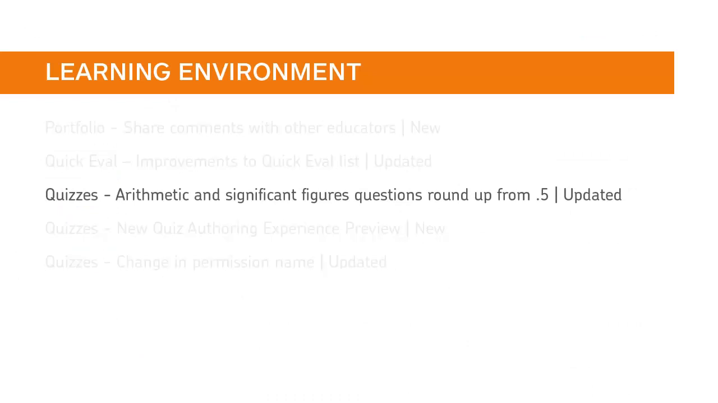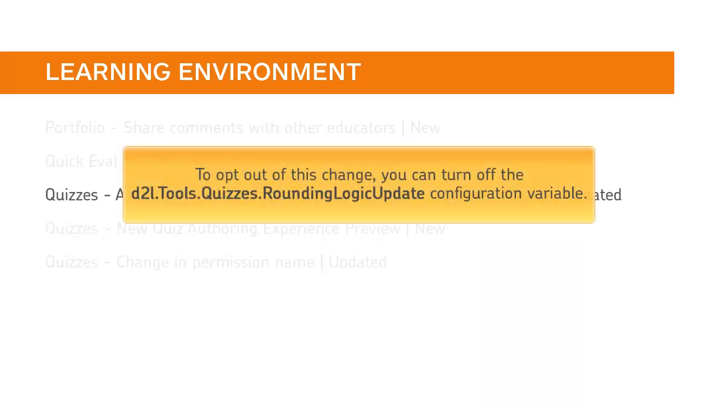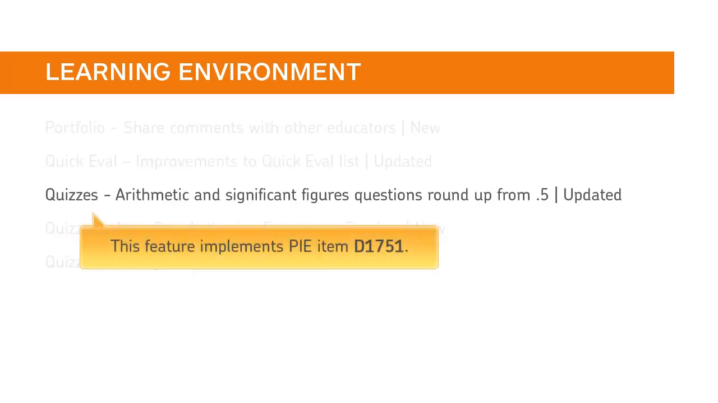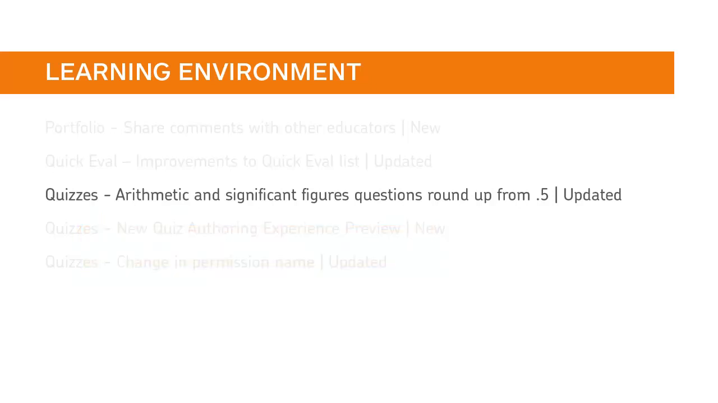Arithmetic and significant figures questions in quizzes now round up from 0.5 by default. To opt out of this change, you can turn off the D2L, Tools, quizzes, rounding logic update, configuration variable. Past quiz attempt scores are not affected by this change. This feature implements PI item D1751.